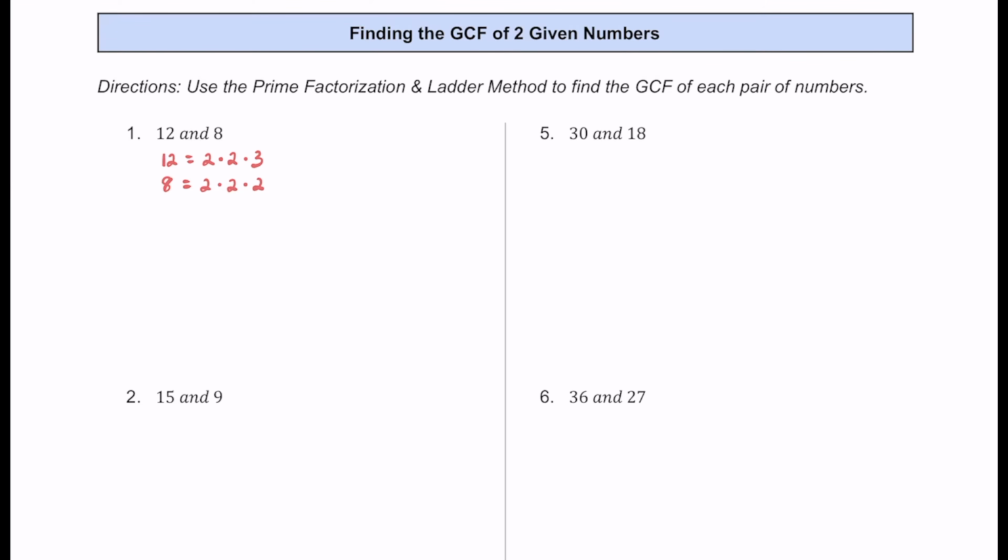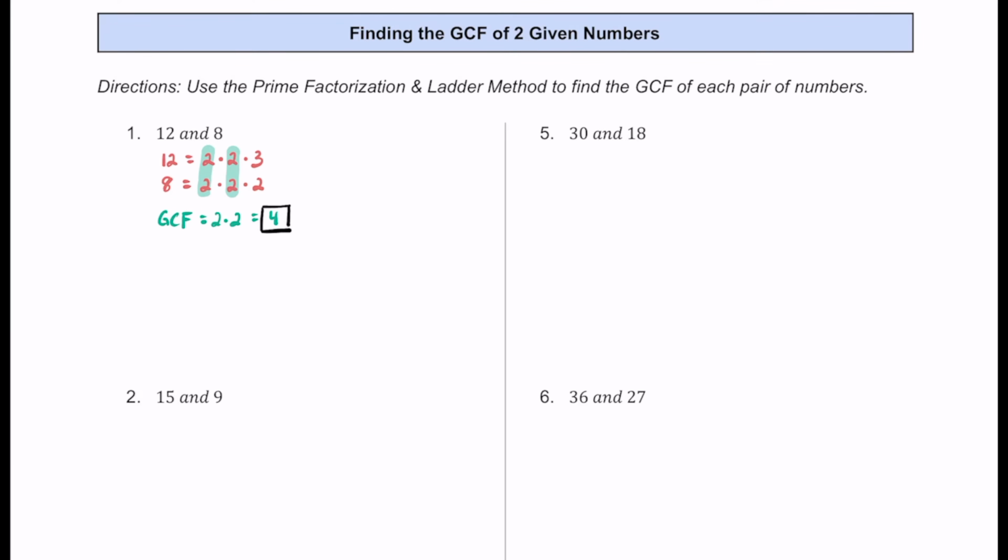Once you have their prime factorizations, you're just going to see which ones they have in common. So it's clear here that they both have a 2 and they both have another 2. Now, once we've identified their common prime numbers, all we have to do is multiply them together. So 2 times 2, and that's going to equal 4. And that's going to be the GCF, or the greatest common factor, between 12 and 8.